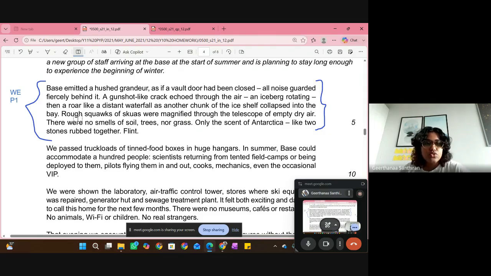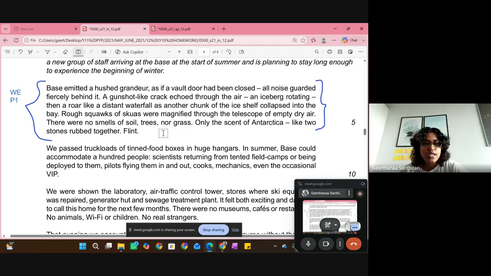Hmm. "Roar like a distant waterfall." Chunk of the ice shelf collapse. So ice falling is being compared to the sound of a waterfall, but distant, far away. And "roar" makes me think of tigers and lions, and the growling sound. That's pretty fun too. That's a simile.